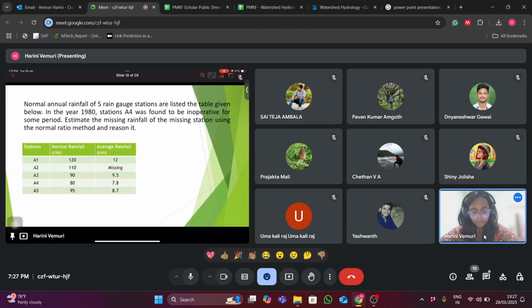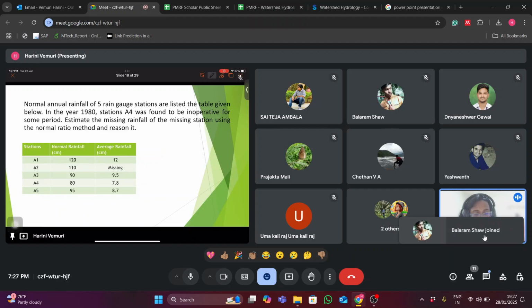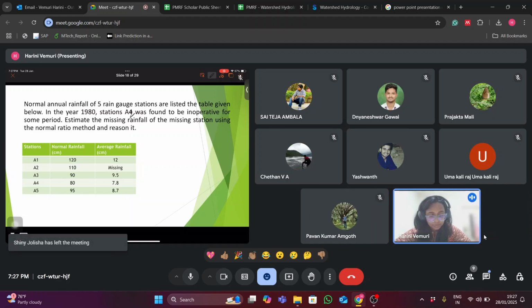So now coming to a problem, we have normal annual rainfall of 5 gauge stations given in the table, and for a particular year we can see that, sorry, station 2. For station 2, the rainfall data is missing. So now we will try to calculate the missing value using the normal ratio method or any other method, and also we have to give a reason why we are using the normal ratio method.